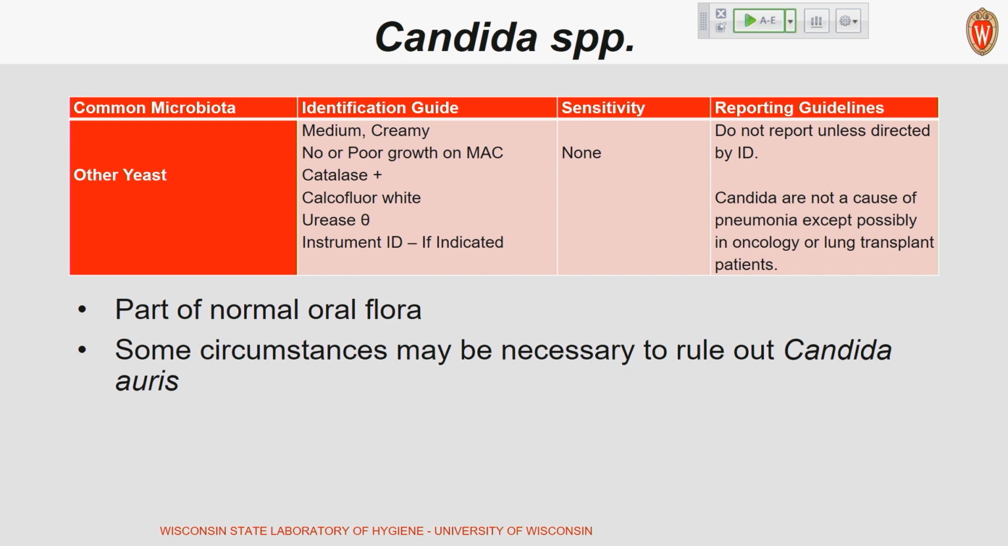Generally, you're not going to report the other yeast unless directed by ID. And the reasoning for this is Candida are not a cause of pneumonia, except possibly in oncology or lung transplant patients. And even in those instances, the literature is very weak to support that there is actually a Candida pneumonia occurrence. So going back to that clicker question of how you're going to report, you really are ruling out the Cryptococcus and going to a generic yeast, not Cryptococcus, because Candida is not a cause of pneumonia except in some of those possible cases, and even then it's very weak.